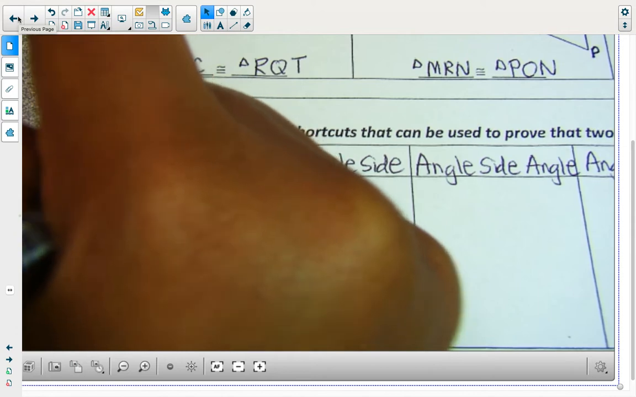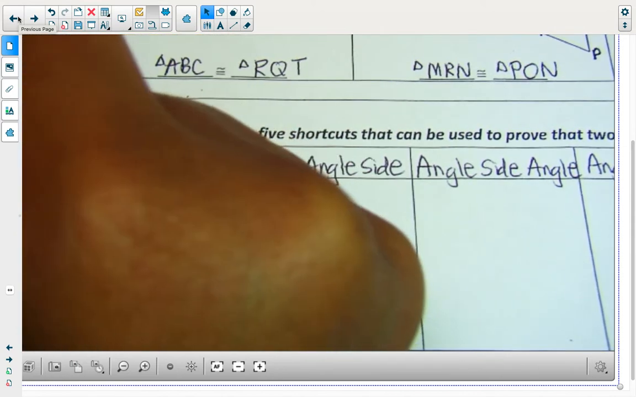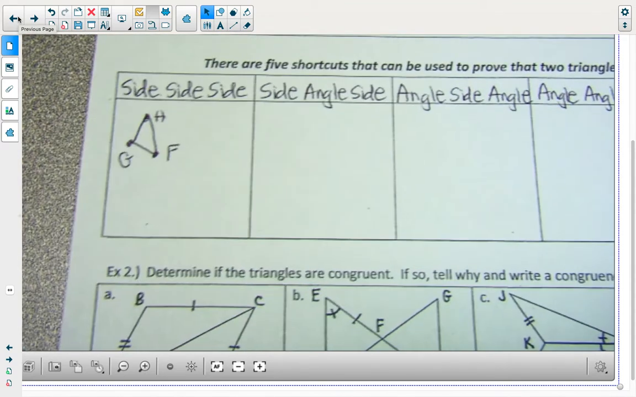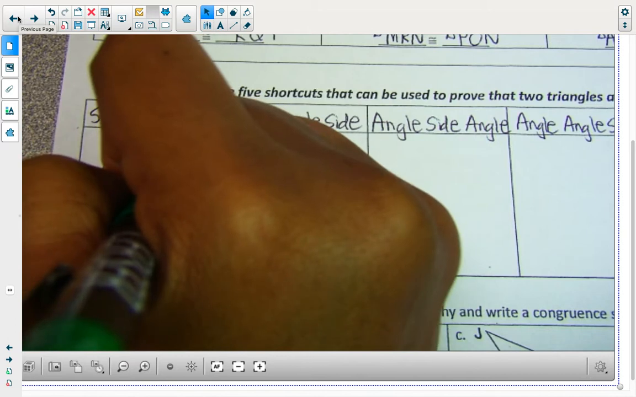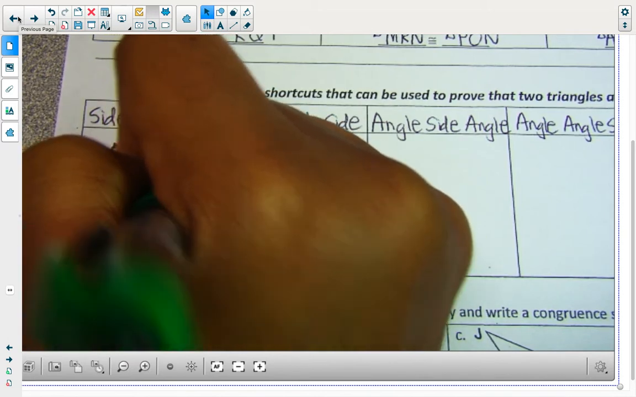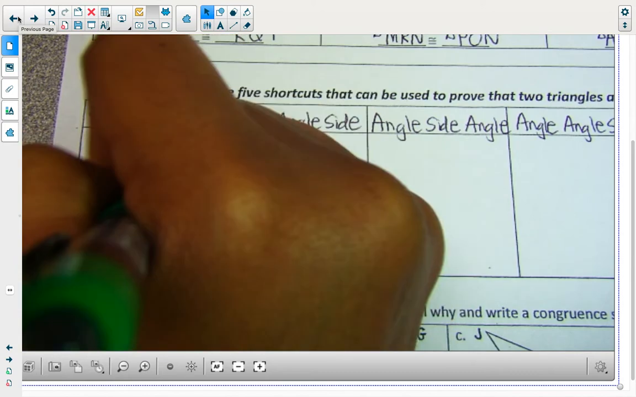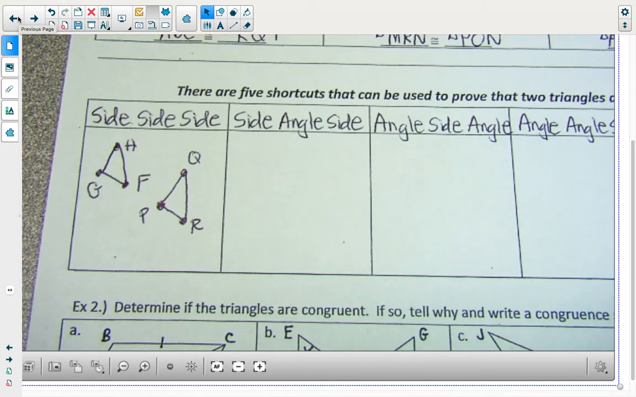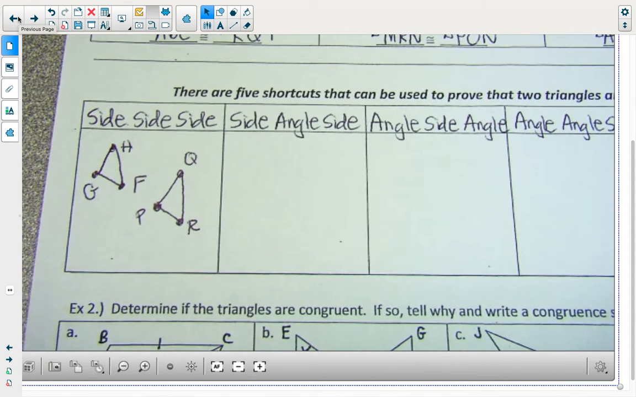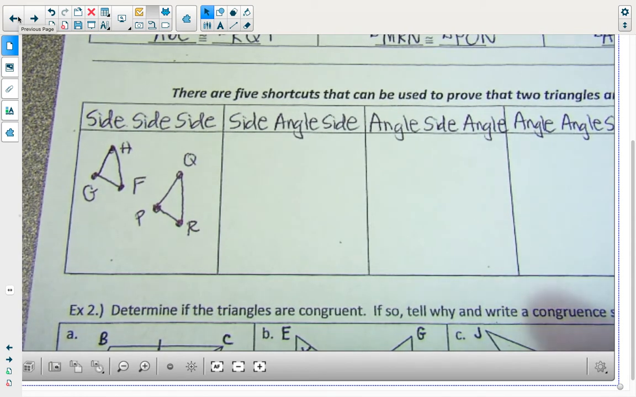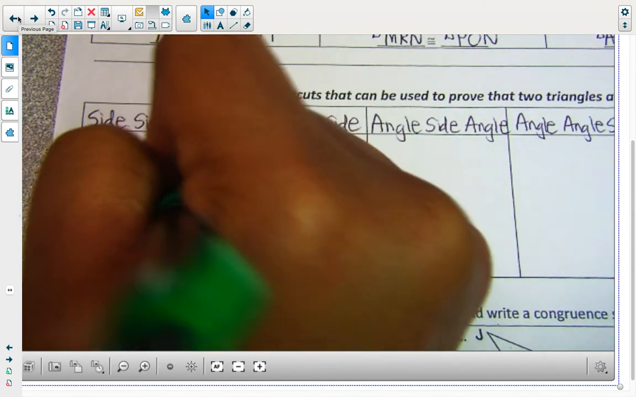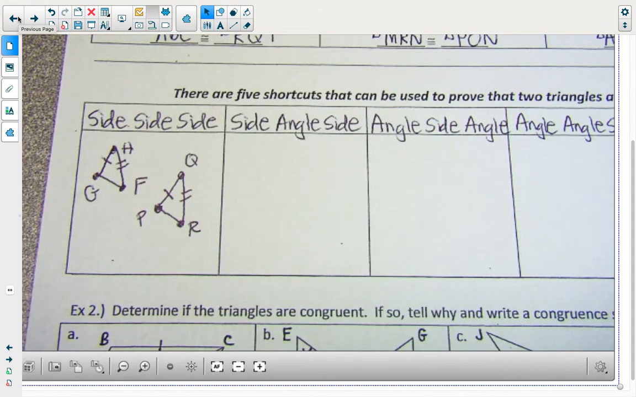and label those H. So you are more than welcome to pause these videos as I'm going over them, as always, so that you can draw your triangles and things like that. P, Q, R. Okay. And I'm going to go ahead and label some things that we know here. So I'm going to say that HG is congruent to QP. HF is congruent to QR. And GF is congruent to PR.